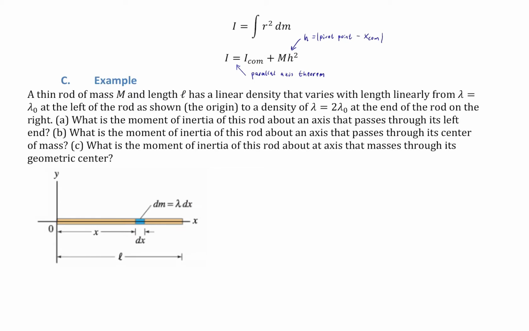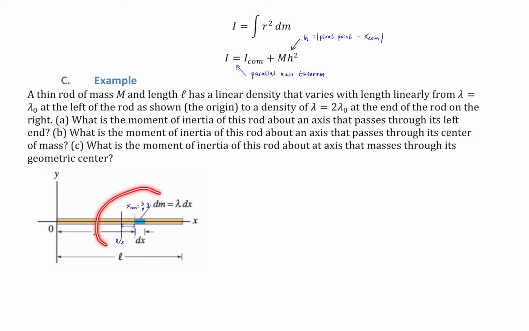Okay? All right. And then part B, we just move the axis of rotation, the pivot point, so to speak. We just move it to different places, and then part C, we move it again, and we're going to use the parallel axis theorem in parts B and C. No calculus in those parts. The only calculus is going to be in part A. All right, let's do it.